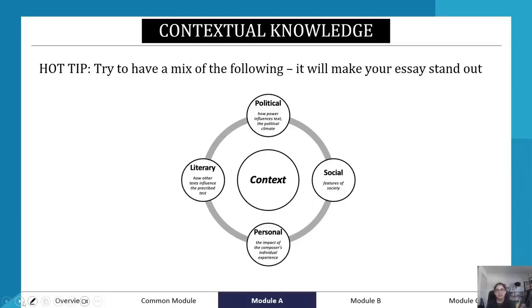So let's have a look. When it comes to contextual knowledge, try to have a mix of the following and your essay will stand out. Make sure you've got political, social, personal, and literary context. Literary context is just looking at how other texts have influenced the prescribed piece.